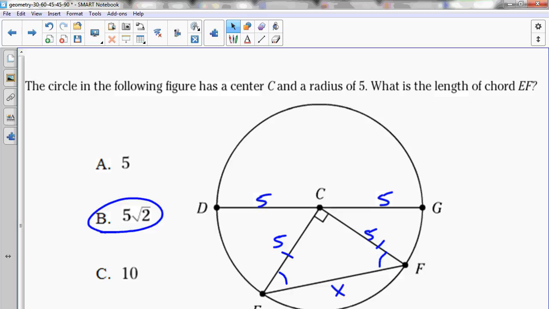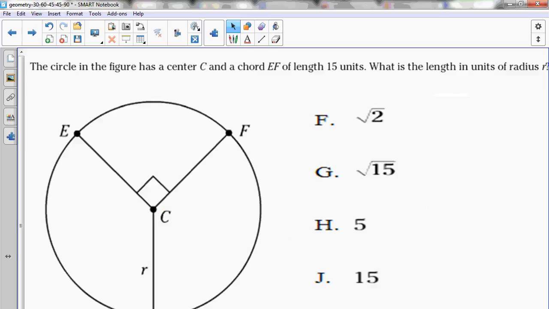That was really easy. Now, you didn't really have to know the 45, 45, 90 because you got a right triangle there, right? And both legs are 5. How could I have figured it out another way? Yeah, Pythagorean theorem. 5 squared plus 5 squared equals x squared.